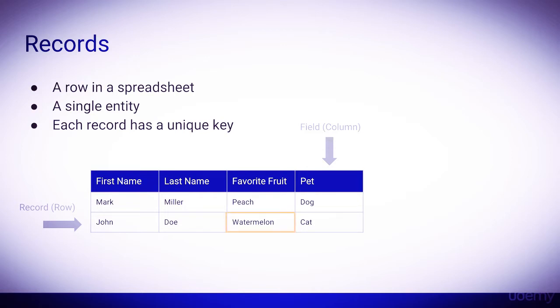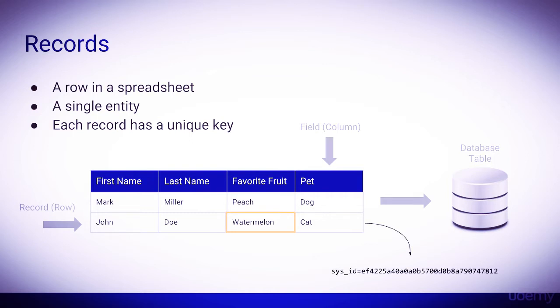If we wanted to find John Doe's favorite fruit, we would say something like, find the record where the first name is equal to John and the last name is equal to Doe, and return the favorite fruit field. These records are stored in a database table. A database can have many tables, such as an incident table, a problem table, a change table, and so on. We'll discuss more about tables in Section 5.